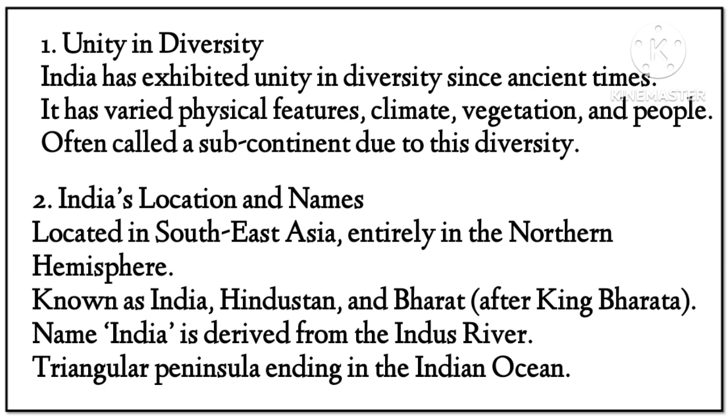India has exhibited unity in diversity since ancient times. It has varied physical features, climate, vegetation, and people, and is often called a subcontinent due to this diversity. India's location and names: located in Southeast Asia, entirely in the northern hemisphere, known as India, Hindustan, Bharat, after the king Bharata. The name India is derived from the Indus River. It is a triangular peninsula ending in the Indian Ocean.